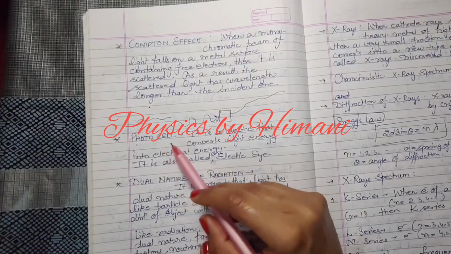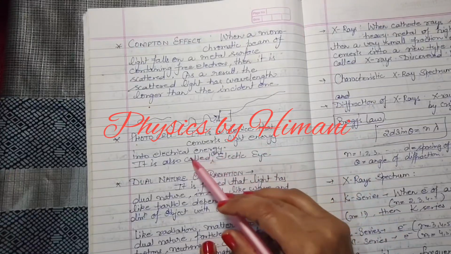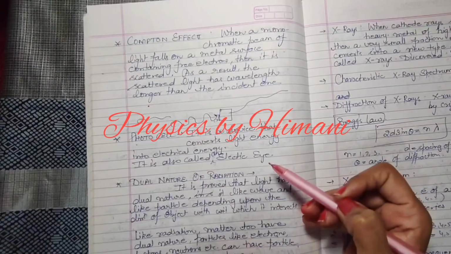Next theory, photocell. What is a photocell? It is a device that converts light energy into electrical energy. It is also called an electric eye. इसे electric eye भी कहते हैं.